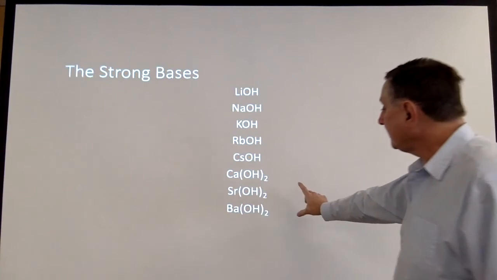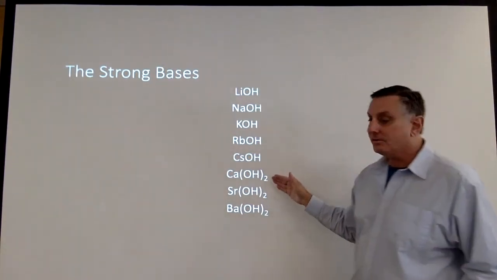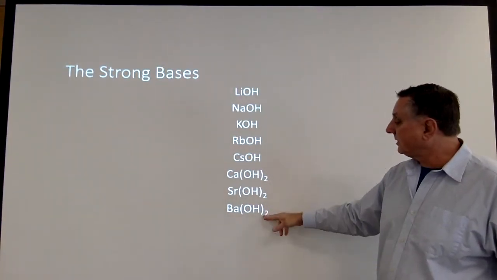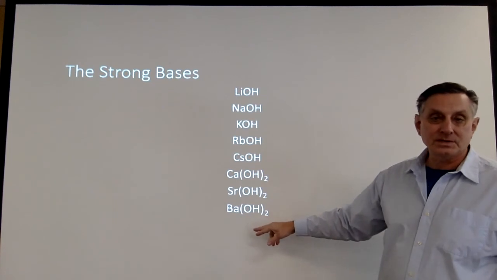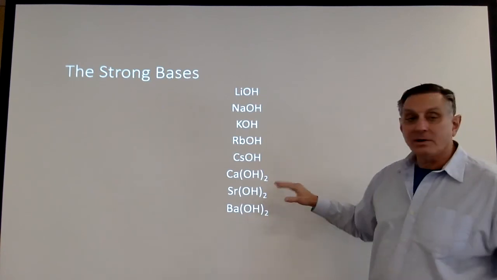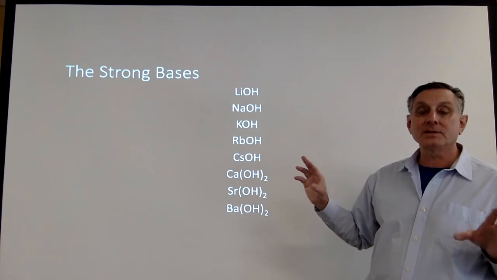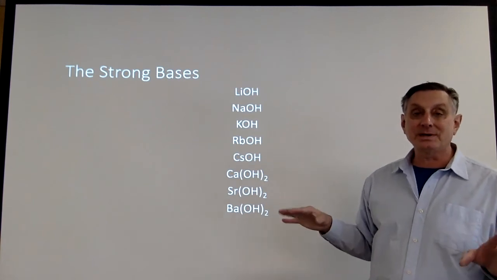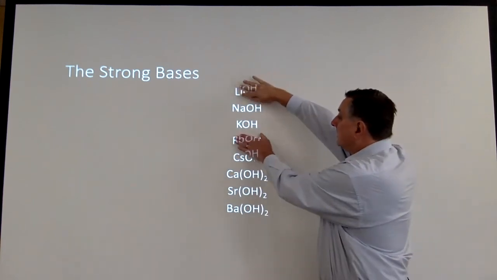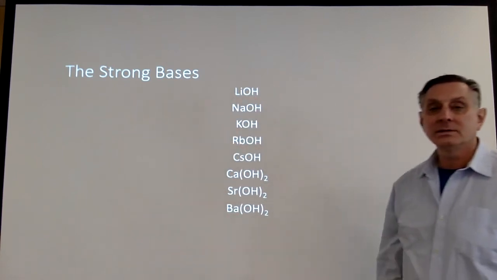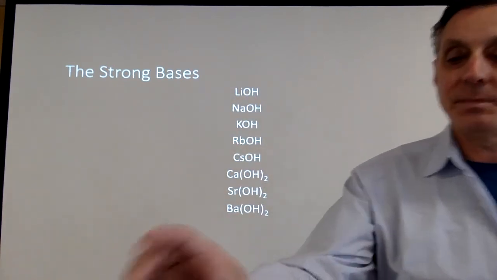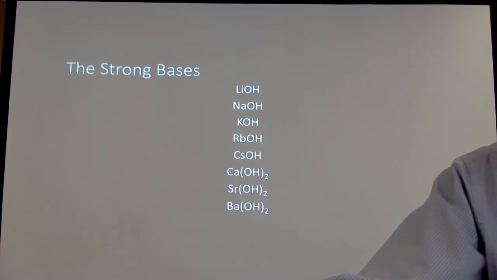Notice that the bottom 3 are alkaline earth metals. Barium is really the only one that's seriously used in any way. By far, of the strong bases, the 2 most commonly used, 99.9% of the time, are NaOH and KOH. NaOH and KOH are by far the most common strong bases.